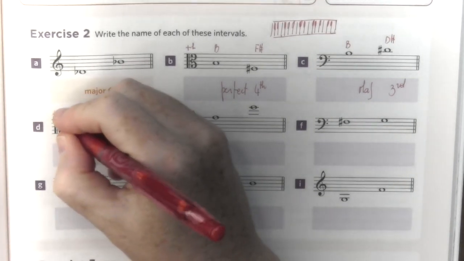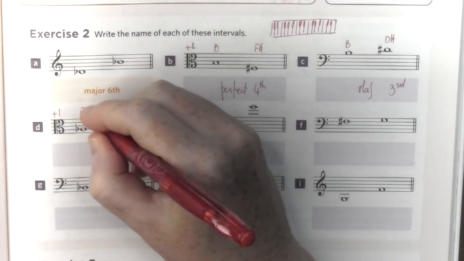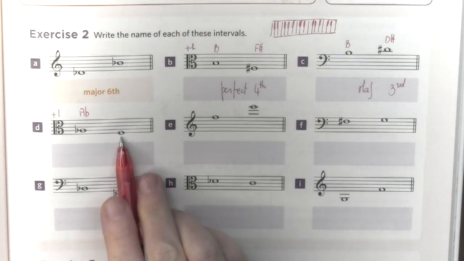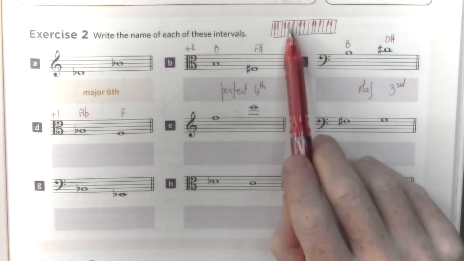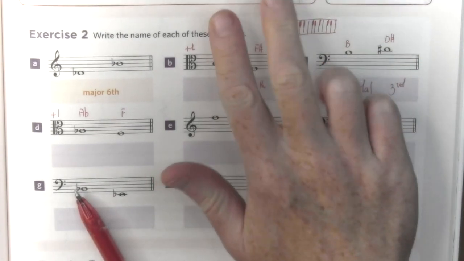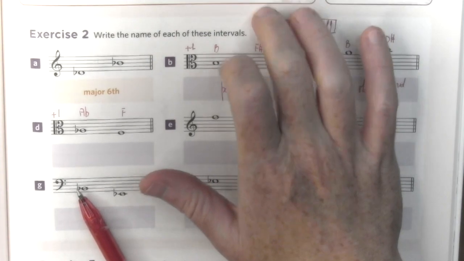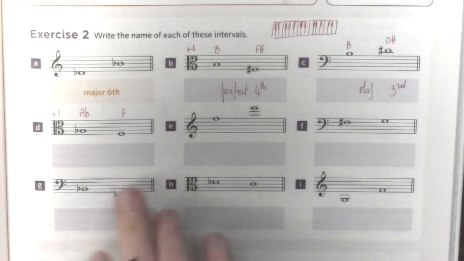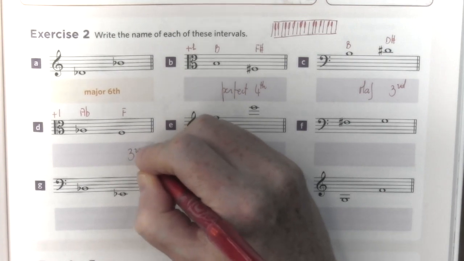Alto clef, treble clef plus 1. So flat becomes La flat, and Mi becomes Fa. Now, Fa La is a third. So Fa, Sol, La. You can go backwards: La, Sol, Fa. It's the same. I'm a pianist, so I go backwards. That's a third, we said.